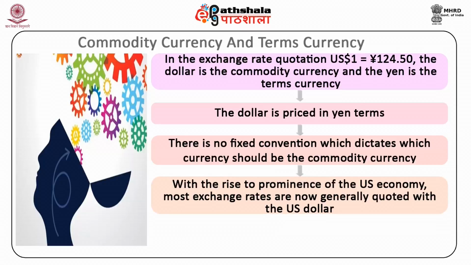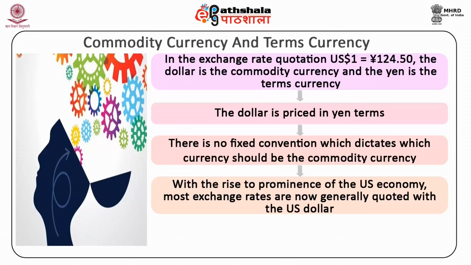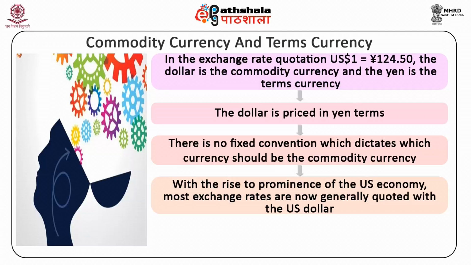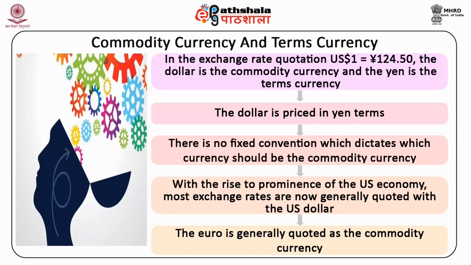With the rise to prominence of the US economy, most exchange rates are now generally quoted with the US dollar as the commodity currency. However, the old convention still applies for some of the currencies of former British Commonwealth countries such as Australia and New Zealand. The euro is generally quoted as the commodity currency. A good rule of thumb is that the commodity currency is the currency of which there is one in the exchange rate quotation. Now we will be talking about base and quoted currency.